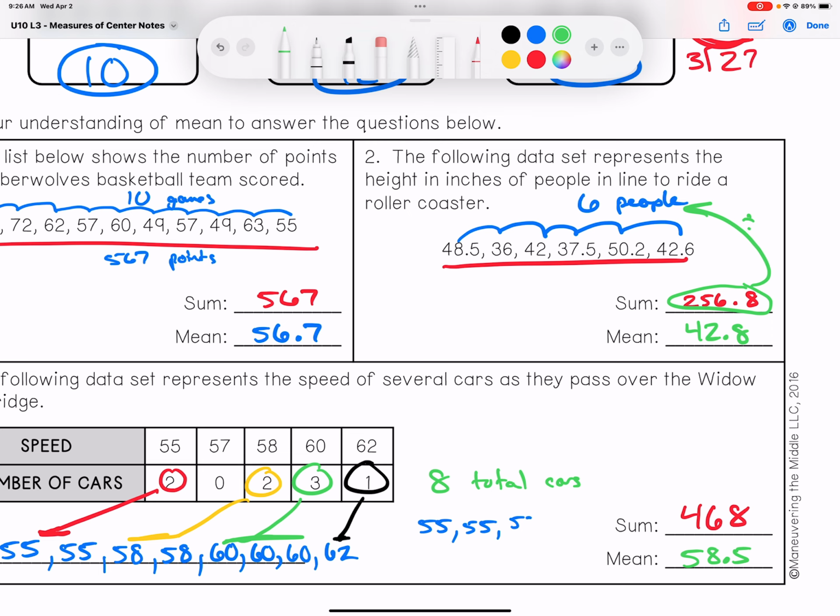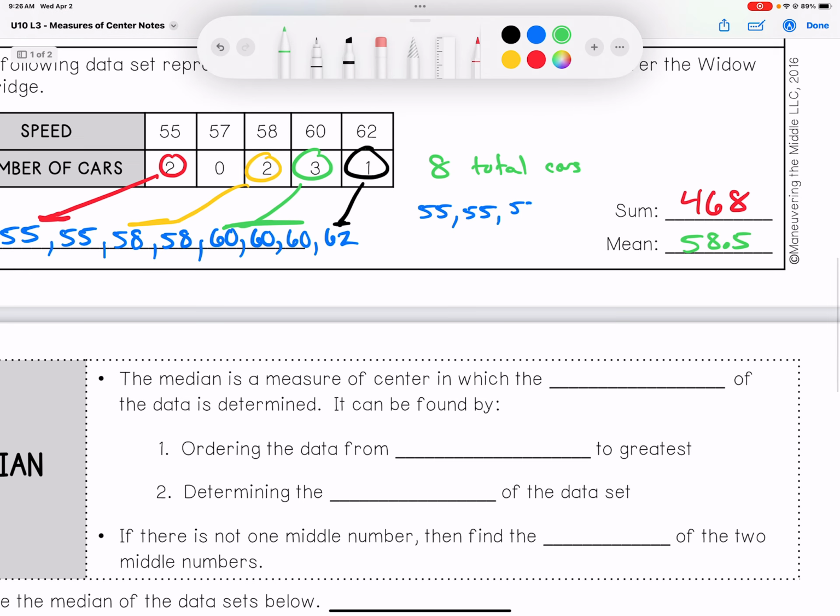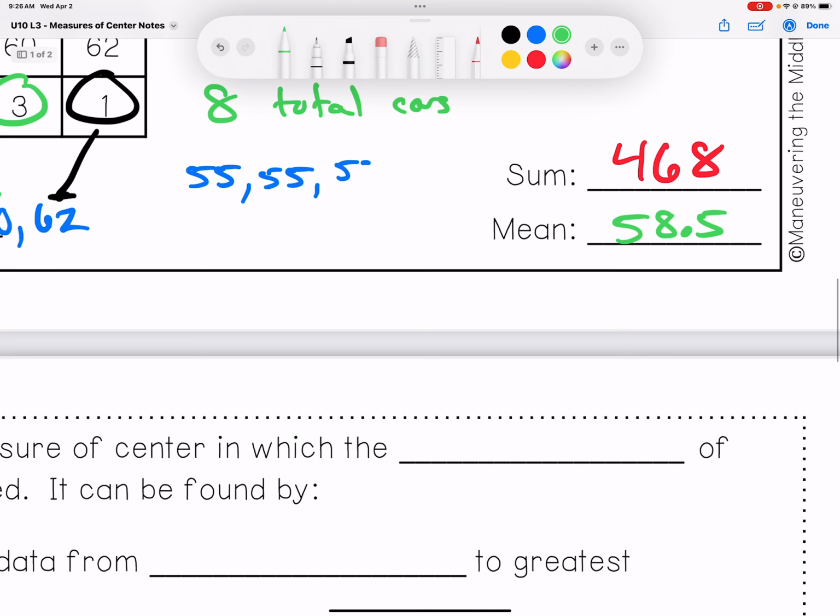All right. The median. Okay, that's the middle numbers. The median is the middle. Like the middle of the road. The median. All right, the median is a measure of the center of the middle.